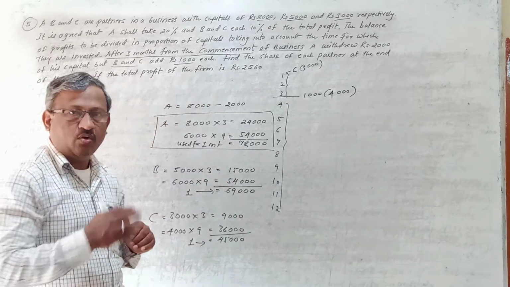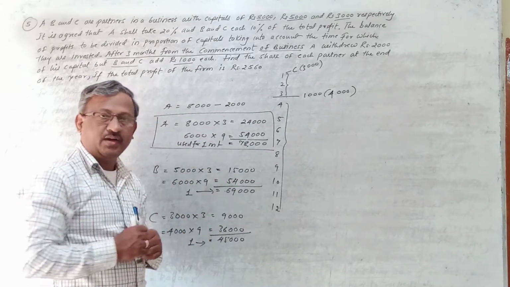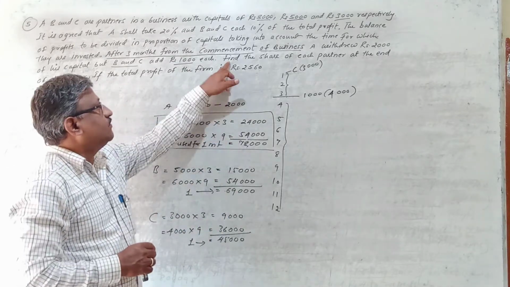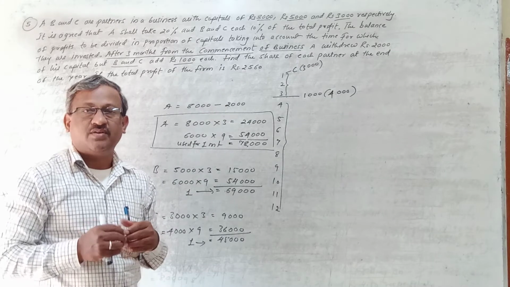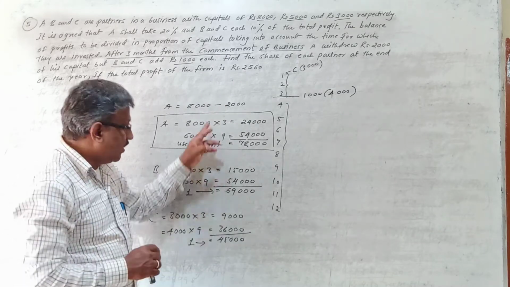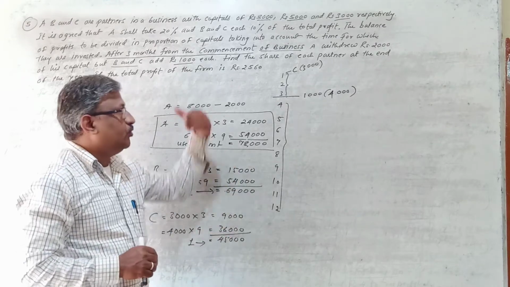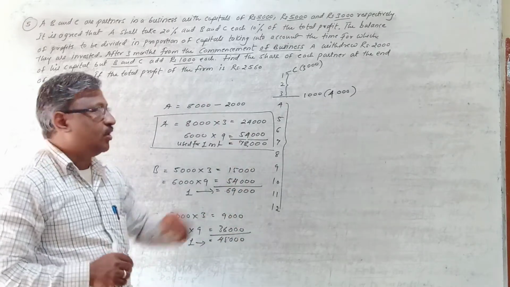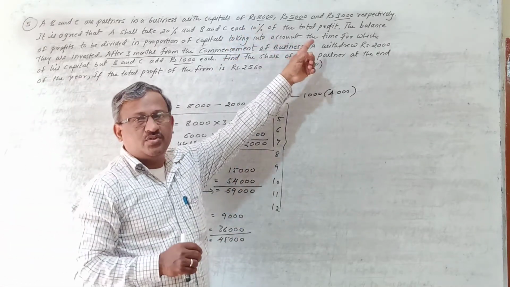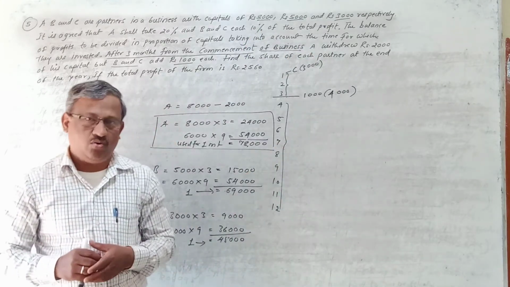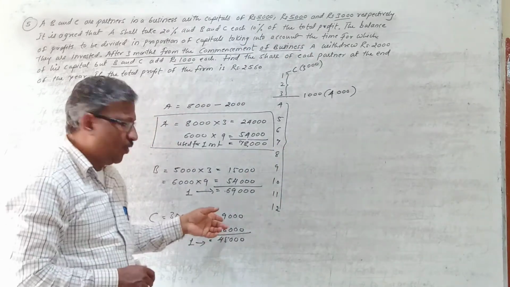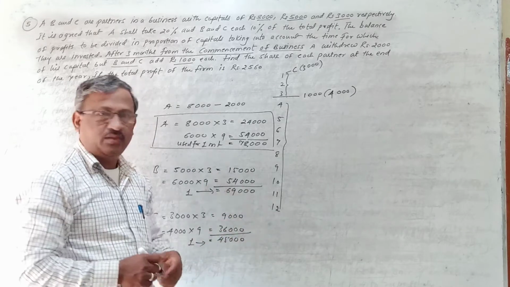Okay? So I hope this is clear to you all, how to find out the capitals when the capitals are invested for different times. Like this we need to calculate the capital, right? Without this you cannot calculate the capital ratio. If you distribute in the original capitals, your problem will go wrong. I hope this point is clear to you all. Now let's begin with the solution.